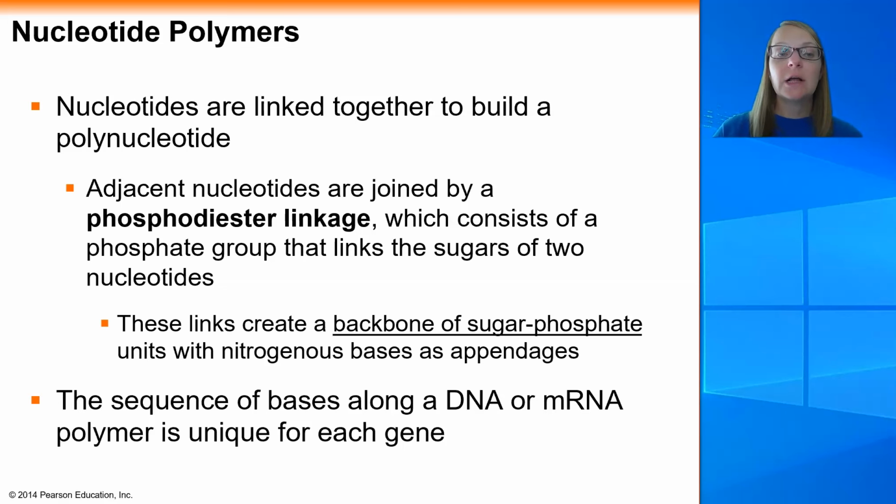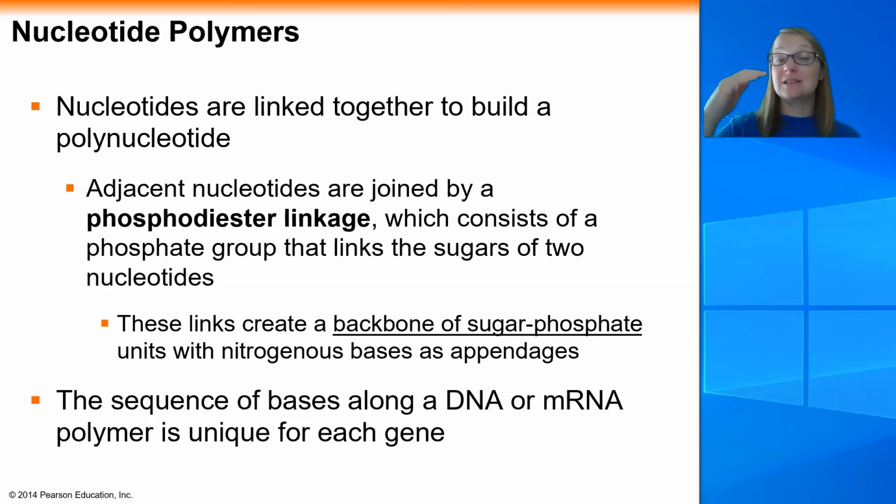Phosphodiester linkage. And multiple phosphodiester linkages create that sugar phosphate backbone that we see in the polynucleotide, with the nitrogenous bases kind of hanging off to one side as appendages. And then really what allows DNA and RNA to store genetic information is that those nitrogenous bases that are hanging off to one side, their order, right?